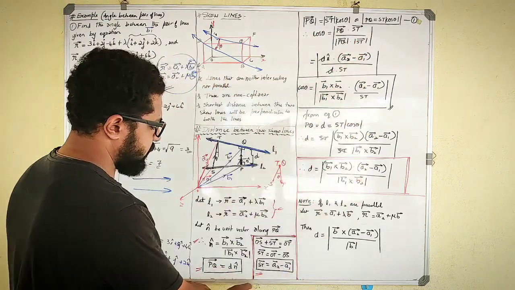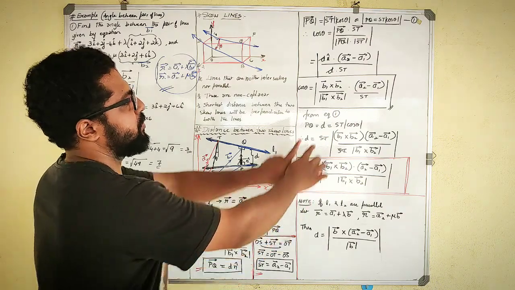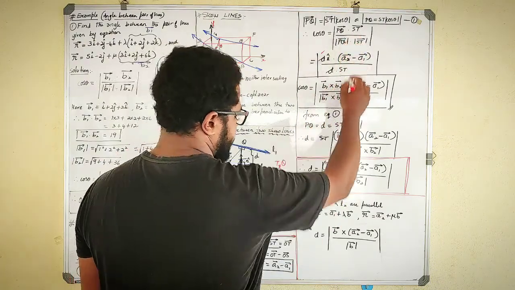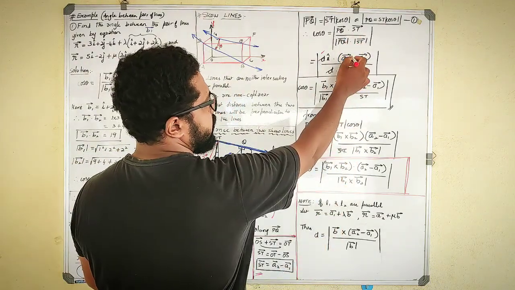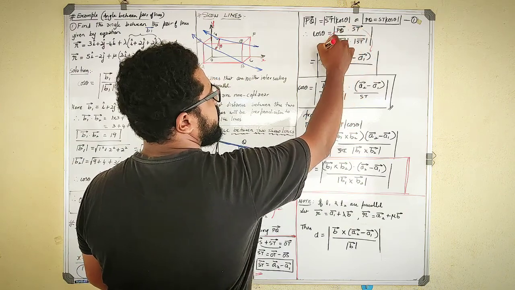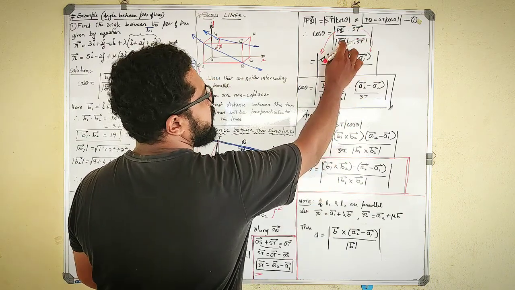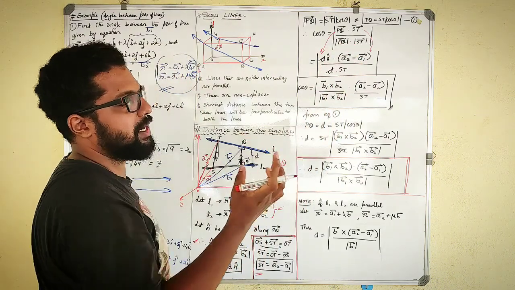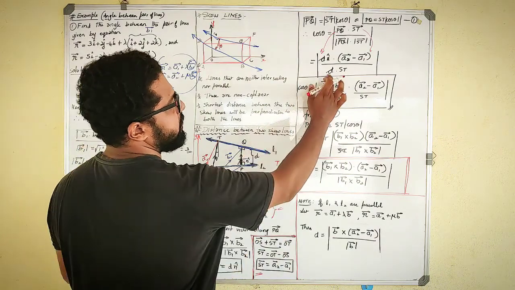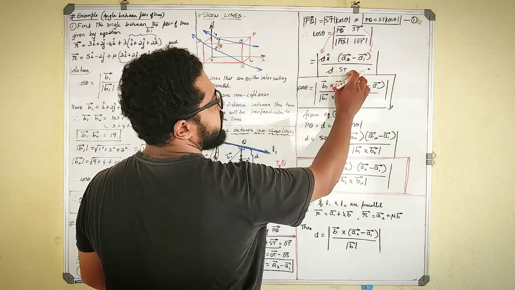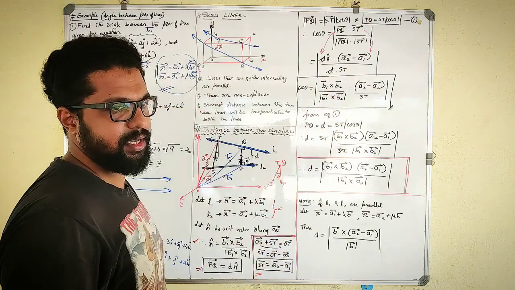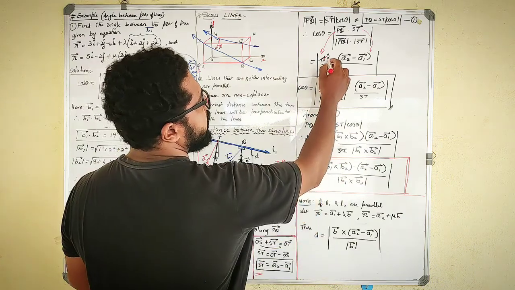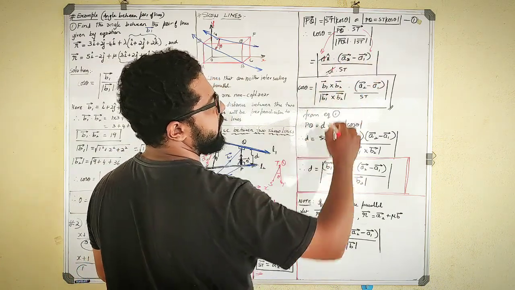PQ vector is given by D into n cap, substituted here. ST vector is A2 minus A1, substituted here. Magnitude of PQ is nothing but the shortest distance D. Magnitude means the length of the PQ vector, so the length of PQ is D. The length of ST is simply ST, I will write it as it is. Then D and D will cancel out. Only remaining will be n cap dot A2 minus A1 vector divided by ST.